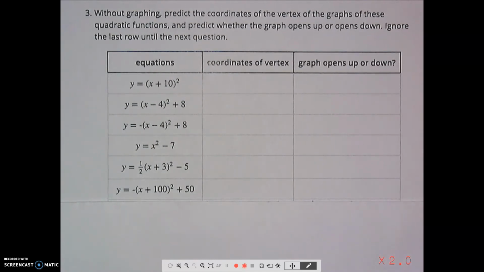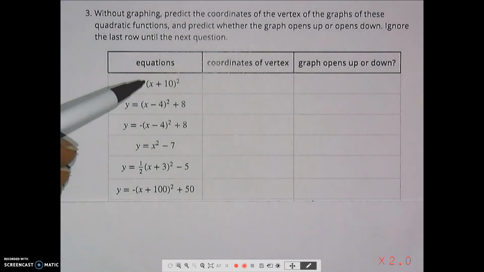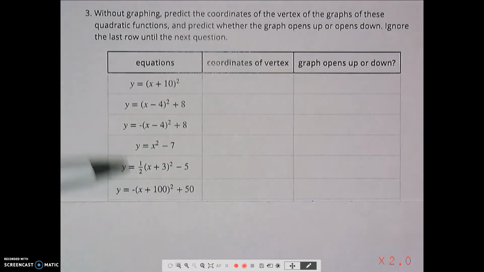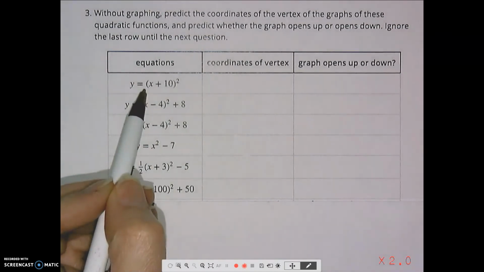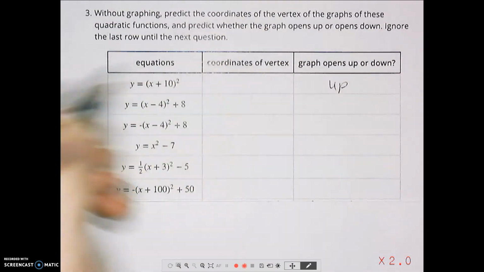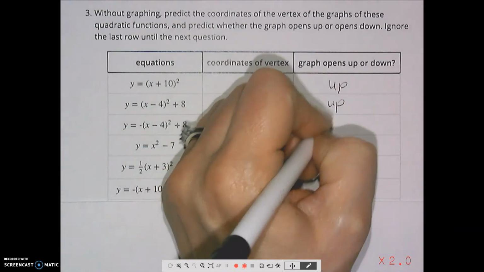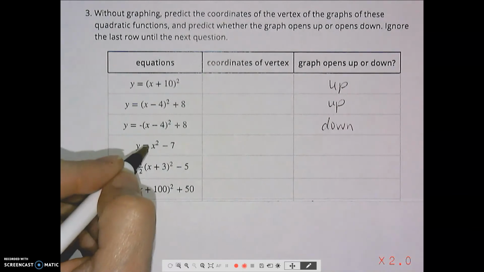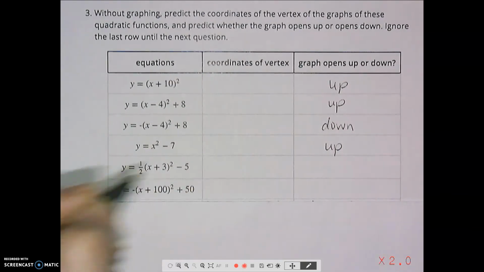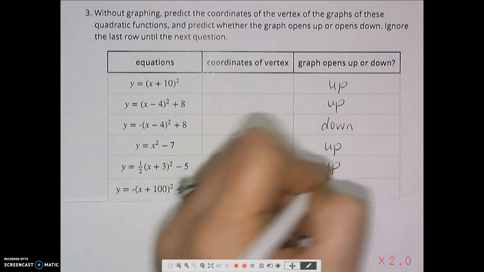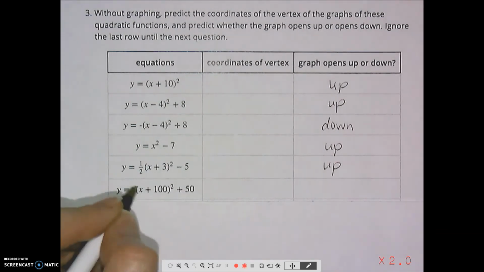So just looking at these, we should be able to determine if they face up or down, okay, by looking at the leading coefficient here. Okay, so which of these are going to open up and which of them are going to open down? So here, this is positive, so it's going to open up. Positive out front, so that's up. This is a negative out front. Remember, multiplying by the negative is going to make it flip down. Here, it's positive, so up. 1/2 is positive, doesn't matter, there's a fraction, that's going up, and then the negative here means that it's going to flip down.